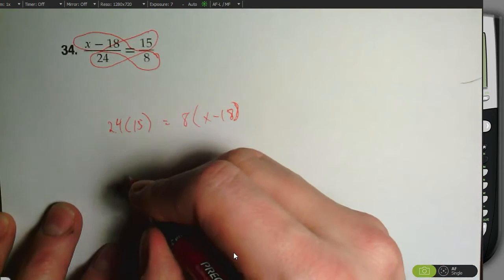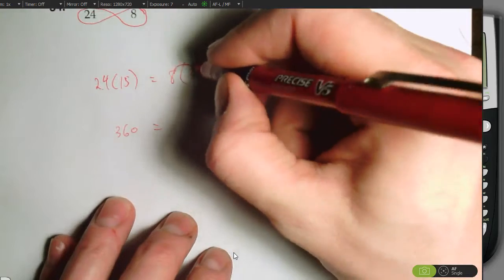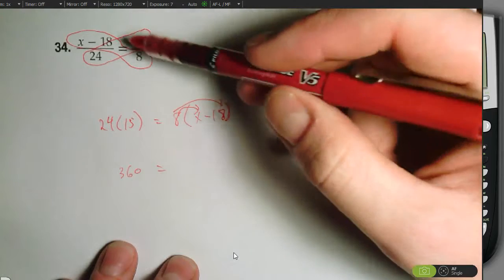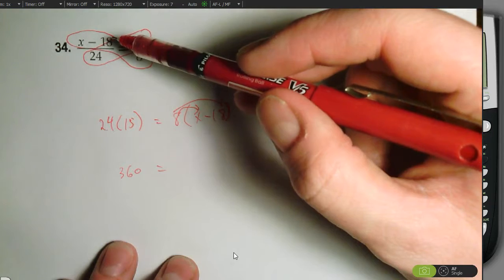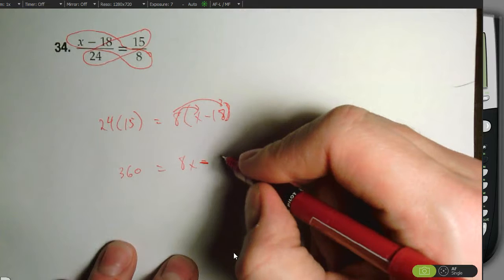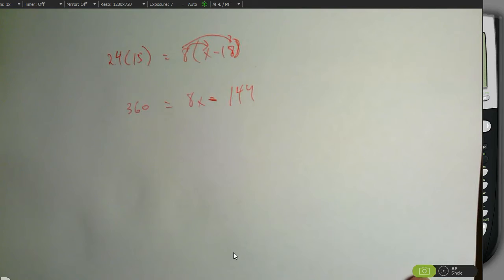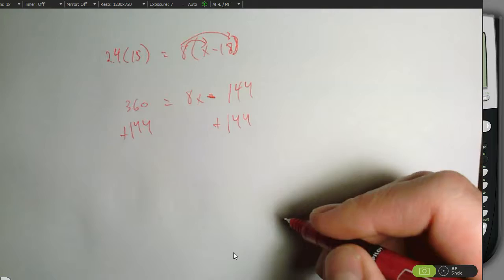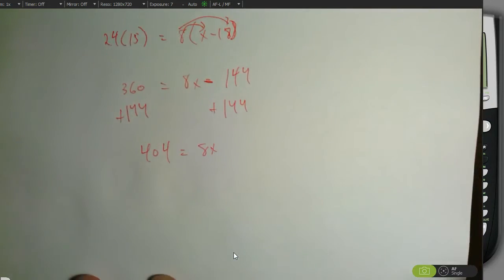So multiply those two together, I end up getting 360. Okay. I'll have to distribute now, and that's where the mistake comes into play, when you're doing this, especially if you're just trying to do it all in your head, not writing any work down, you'll just do 8 times x. But it's also 8 times 18. So I'm going to get then 8x minus 144. And now to solve, I'll have to add 144 to both sides. That gives me 404 equals 8x.